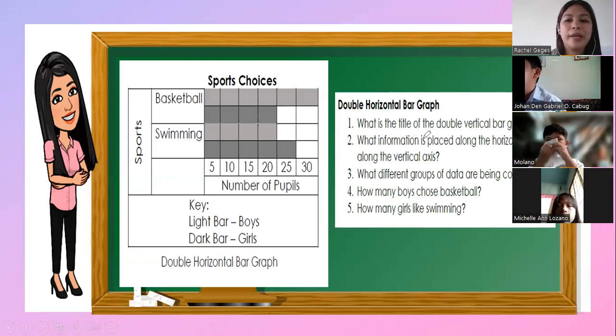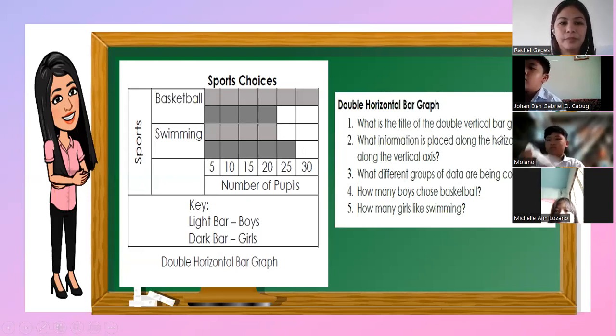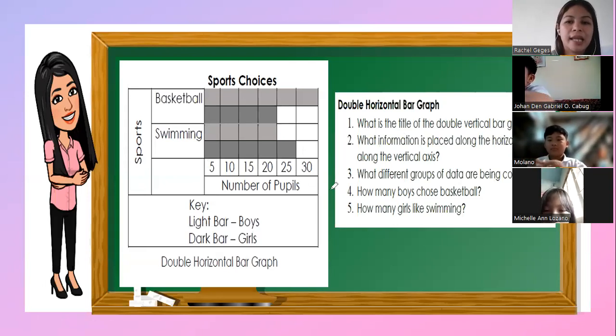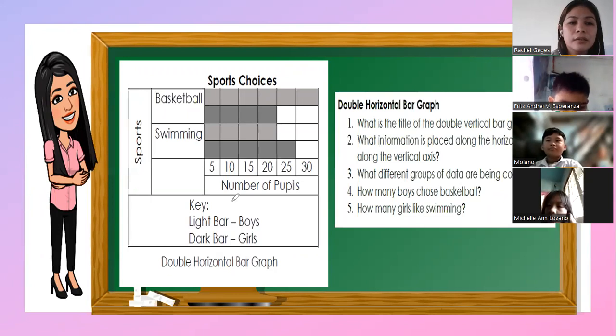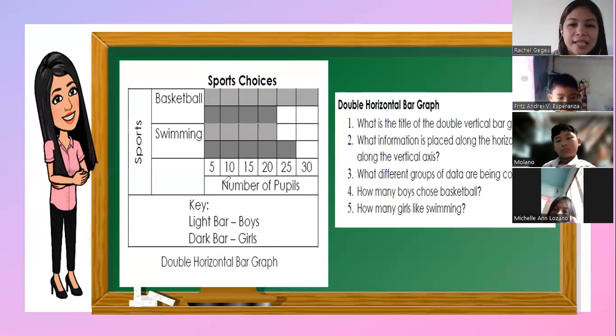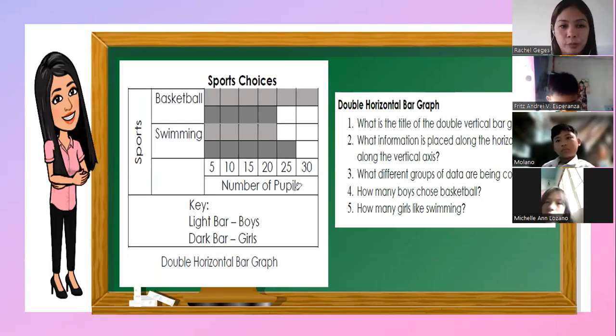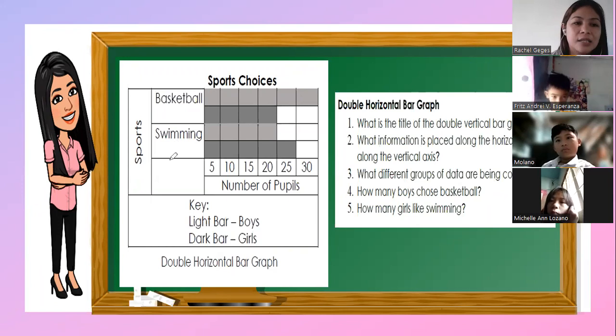Now, what information is placed along the horizontal axis? Sige nga. Anong information ang makikita sa horizontal axis? In the horizontal axis, we have the number of pupils. In the vertical axis, we have sports. So, same lang yun, ha?